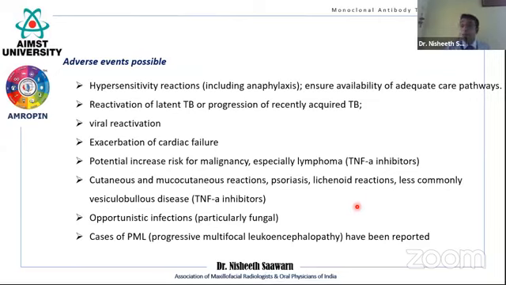Fungal opportunistic infections occur. More than candidiasis, histoplasmosis is seen in the endemic areas, right? Whichever area is endemic for whichever opportunistic infection, the patients in those areas are prone to develop those infections. Like in some parts of North America, histoplasmosis is common, so they develop histoplasmosis. Where mucormycosis is common, they develop mucormycosis. Candidiasis is seen, and cases of progressive multifocal leukoencephalopathy have also been reported. So we should be prepared for all these events.